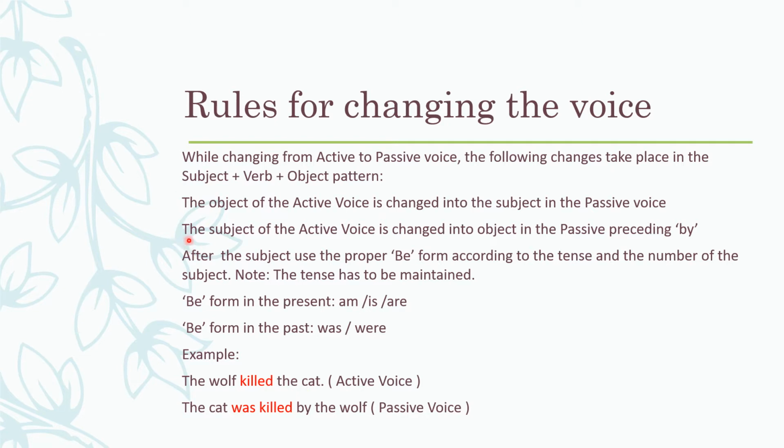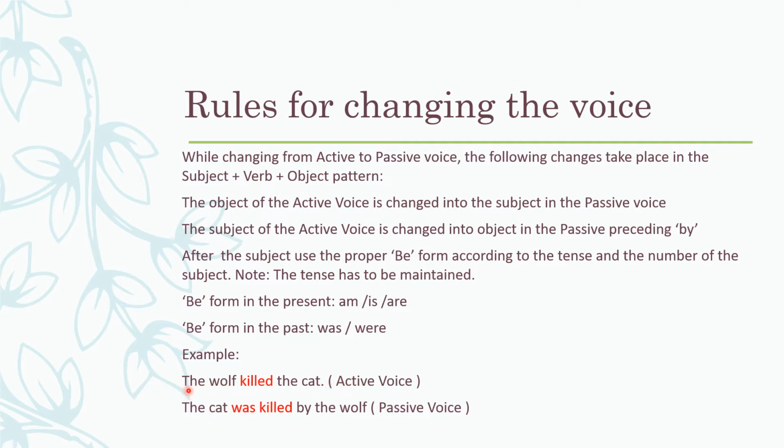So while changing it into the passive voice, the object, that is the cat, becomes the subject, you see over here, and the subject of the active voice, that is the wolf, is changed into the object over here in the passive, preceded by "by". You see this by. So the cat was killed by the wolf. This is in the passive voice. So this sentence, the wolf killed the cat, is in the active voice.